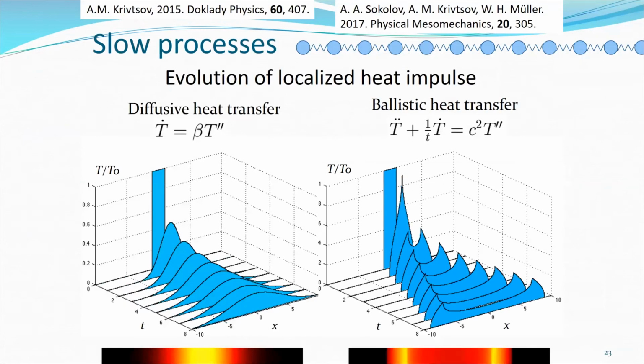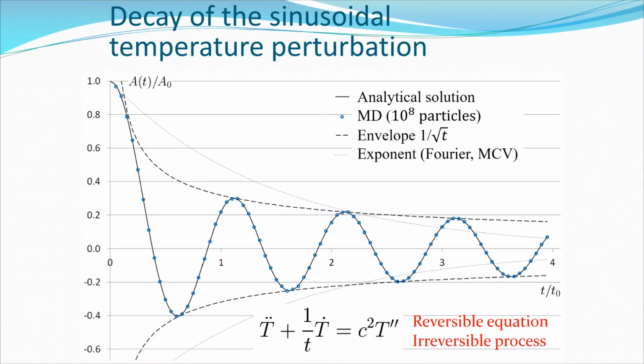So here you can see the evolution of the heat pulse, which is described by this equation. So for this harmonic system we have wave behavior, which is quite different from the diffusive behavior which we know from macroscopic experiments. Another very interesting behavior is connected with the decay of sinusoidal temperature perturbation, which also can be described by this equation.